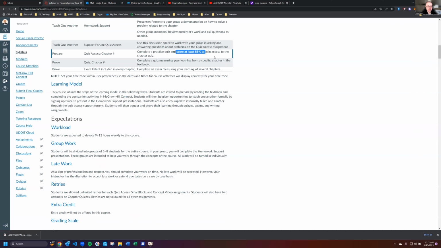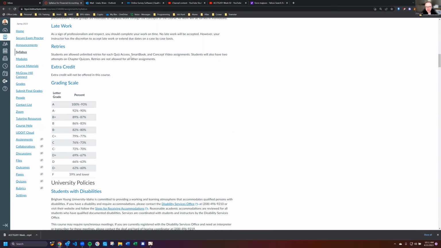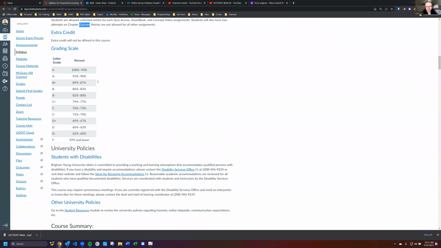BYU Idaho will not let you take the quiz until you have mastered the material to a point where you can at least get a decent grade on the quiz. So with this one, you have to get 85%, then it unlocks the quiz. You can take it as many times as you want. SmartBook is the same thing. It's a practice exercise. The more you do this, the more you become comfortable with being able to take the quizzes and therefore the exams in the longer term. There is no extra credit. You missed an assignment, you're late, whatever, there is no extra credit.